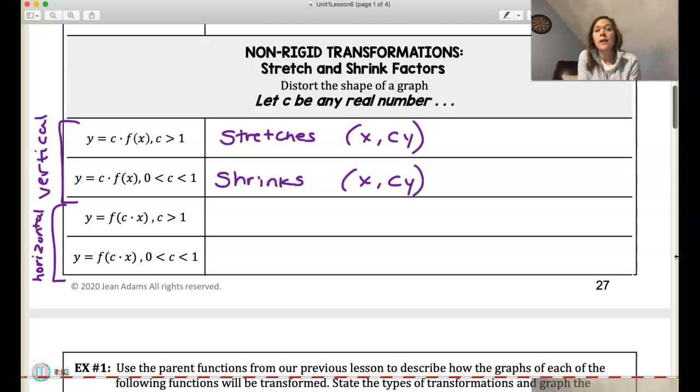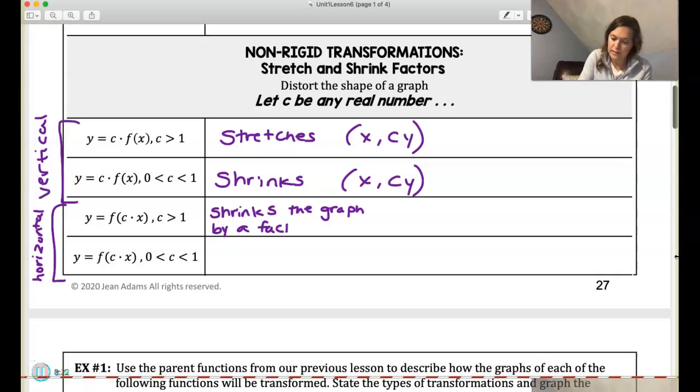Okay, so when it's affecting the actual x, when we're taking that scalar of c and multiplying it directly to the x, it's going to be shrinking. So it's going to actually end up being a shrink here. It shrinks the graph by a factor of 1 over c. So our rule would be that we take our x, divide by c, y goes unchanged.